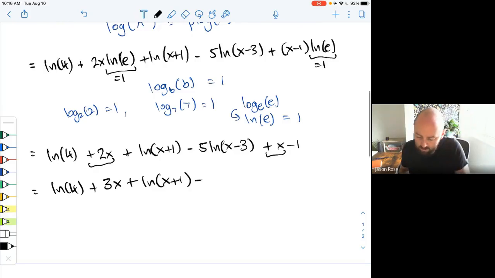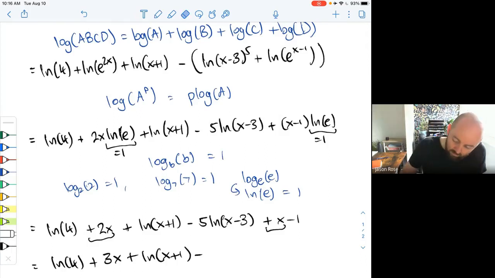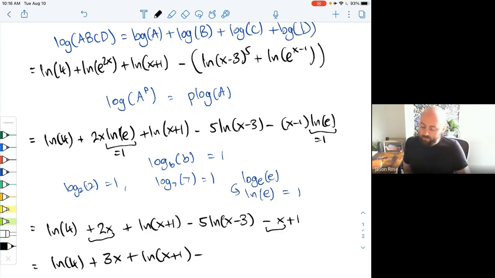Oh, I made a mistake, haven't I? Yeah, I did. Look what I did. That was supposed to distribute. I should have distributed by minus sign. And that would be minus x plus 1 after I distribute. So I did make a mistake there.